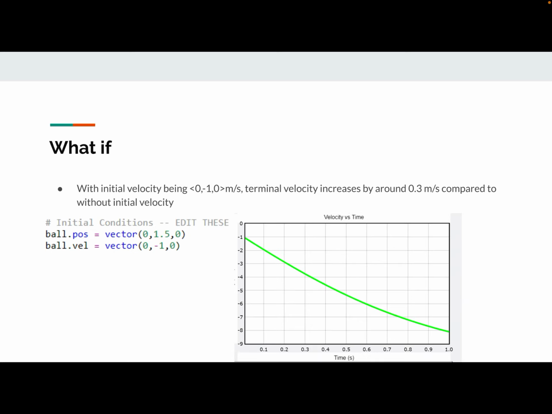And then the what-if is when we give an initial velocity to the system with drag force. After coding it, we found out that with an initial velocity, it would be 0.3 meters per second faster compared to when it was without initial velocity.